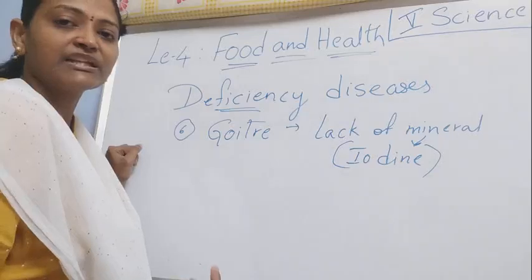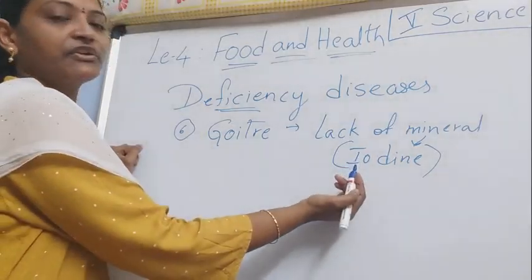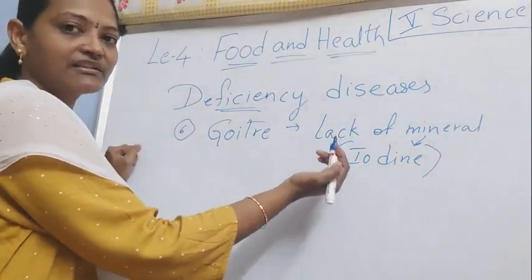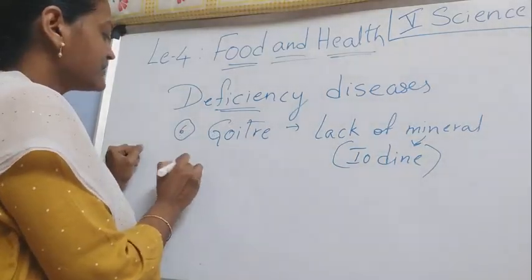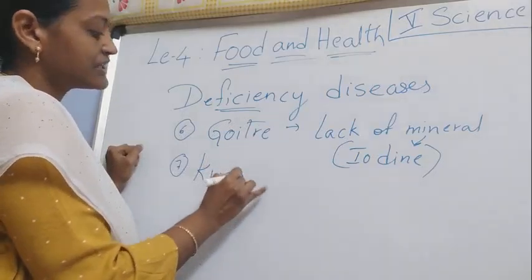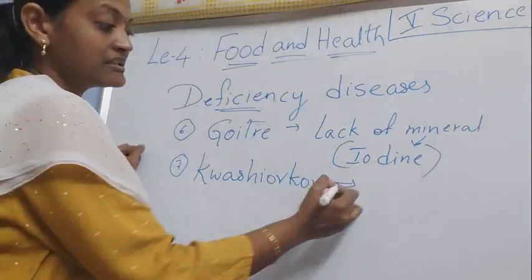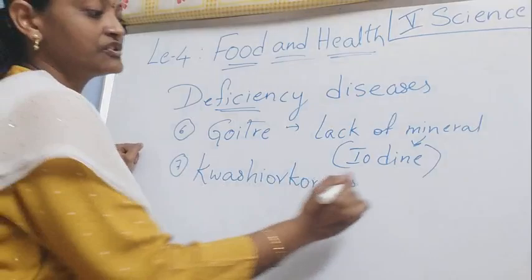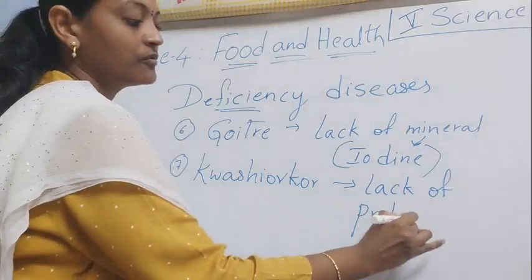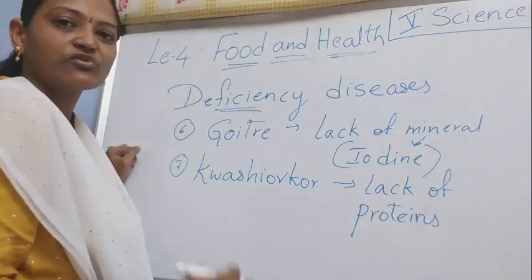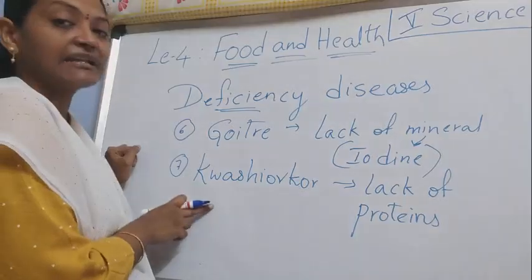So we have nutrients. Minerals also come under nutrients, right? So iodine is a nutrient. If the person is not taking this nutrient properly, then the person will get goiter disease. Okay. Next, the seventh type is kwashiorkor. What is this? Kwashiorkor is mainly caused due to lack of proteins in the food. If the person is not taking proteinic food, then the person will get kwashiorkor disease.